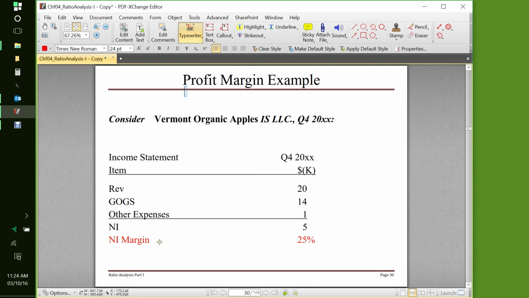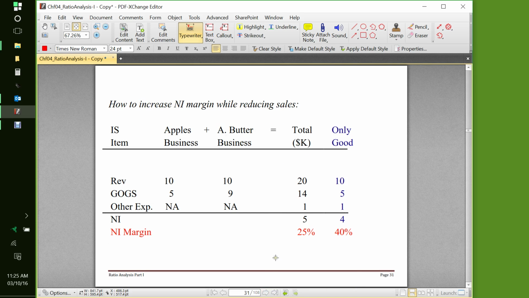So that gives them a net income margin, right, which again is defined to be net income over revenue or sales. And that equals 5 divided by 20, which in most circumstances is a quarter, or 25%. So now along walks in an erstwhile investment banker starting out in the Burlington area.